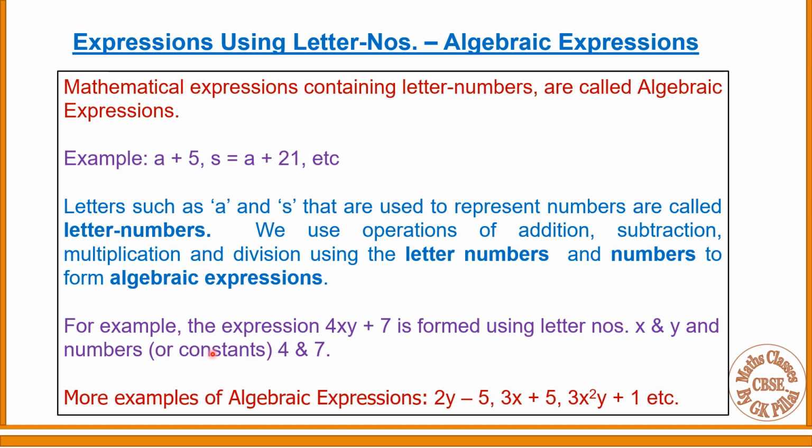For example, the expression 4xy plus 7 is formed using letter numbers x and y and the numbers 4 and 7. You will find some more examples of algebraic expressions: 2y minus 5, 3x plus 5, 3x squared, y plus 1, etc. You can have many examples of this.